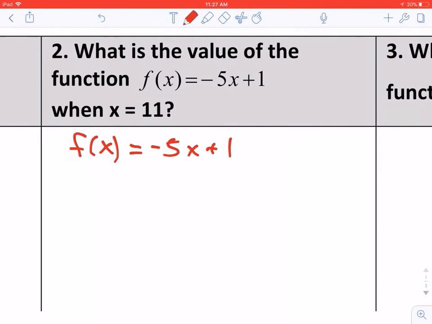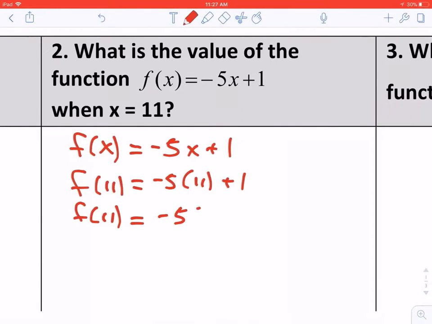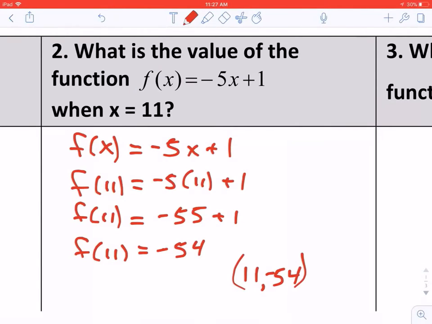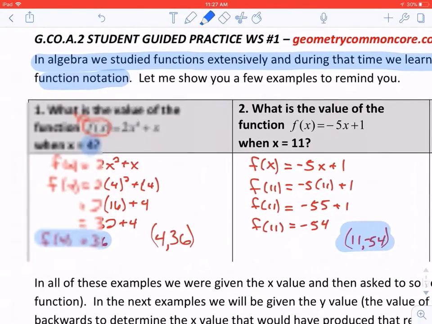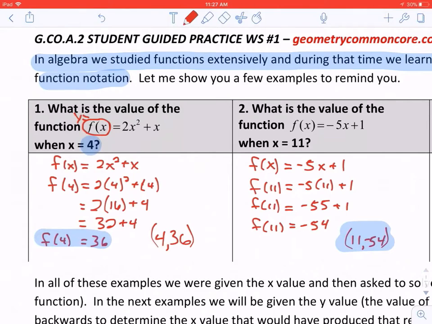Then we're going to substitute 11 in for each of the x values. So f of 11 is going to be negative 55 plus 1. Therefore, f of 11 is negative 54. So we put an 11 in, we got a negative 54 out. Just to compare real quick, the work between those two problems, the only difference in my work is that I showed these f of 11s, and here I didn't show the f of 4s. You can do it either way.